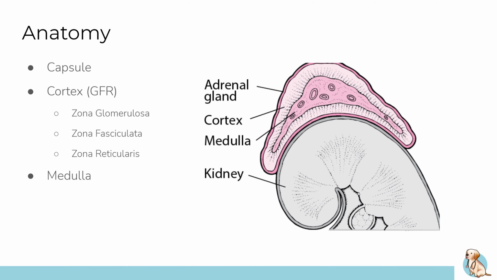So we'll start with the anatomy. Going from outside to inside, we have the adrenal capsule, then the cortex, and the medulla. The cortex contains three layers: zona glomerulosa, fasciculata, and reticularis. You just remember it as GFR, and it goes from outside to inside.